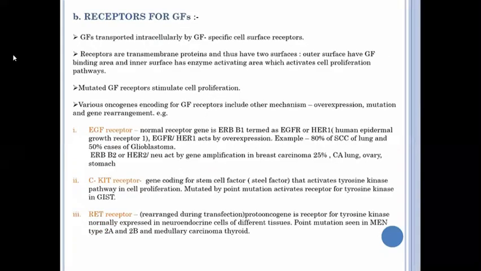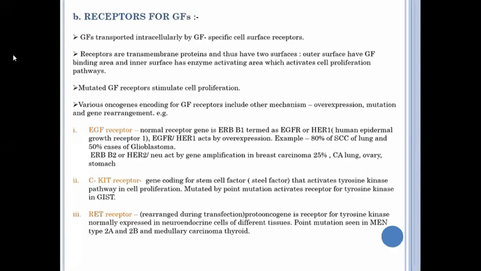This one is receptors for the growth factors transported intracellularly, which have the growth factor binding area, and the inner surface having the enzyme activating area, which activates the cell proliferation pathways. When the mutated growth factor receptor stimulates cell proliferation, the various oncogenes encoding for the growth factor receptor include other mechanisms like overexpression, mutation, and gene rearrangement.